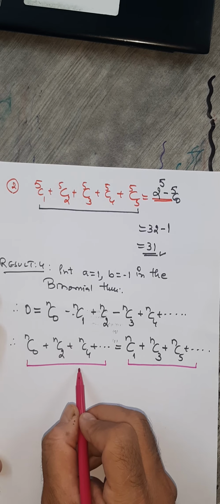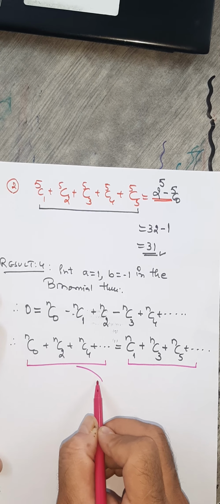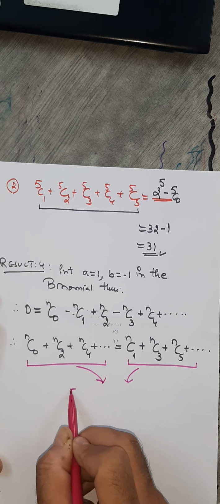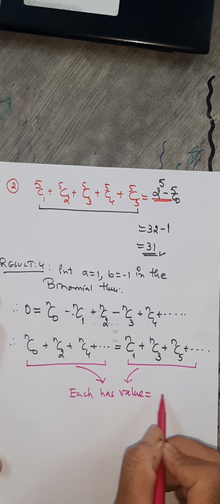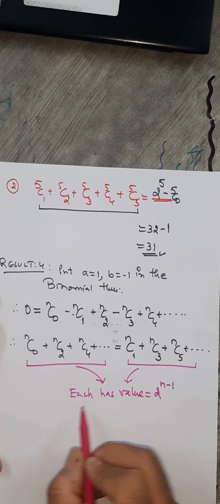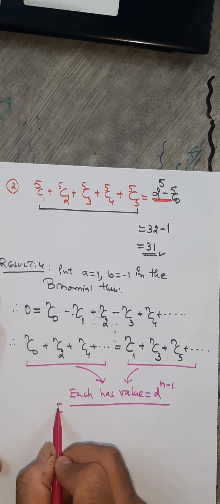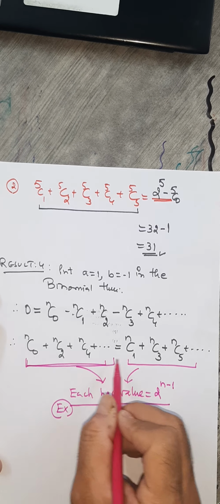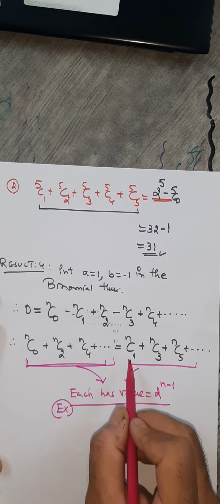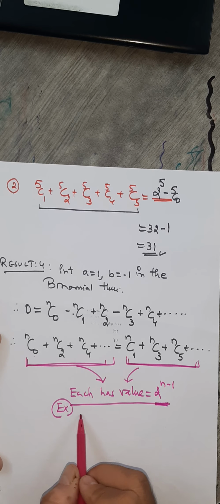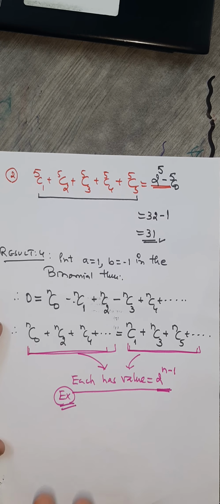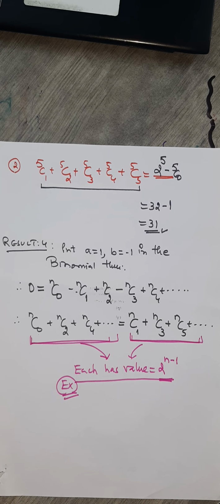And I leave it to you. It can be proved that the value of each of these, as well as this, is equal to 2 raised to n minus 1. Try to prove this. This is an exercise for you. If you add all this, you'll get the answer 2 raised to n minus 1 only. Try. This is for you. Okay, so 4 results we have. All these results follow from where? Binomial theorem only. Fine.